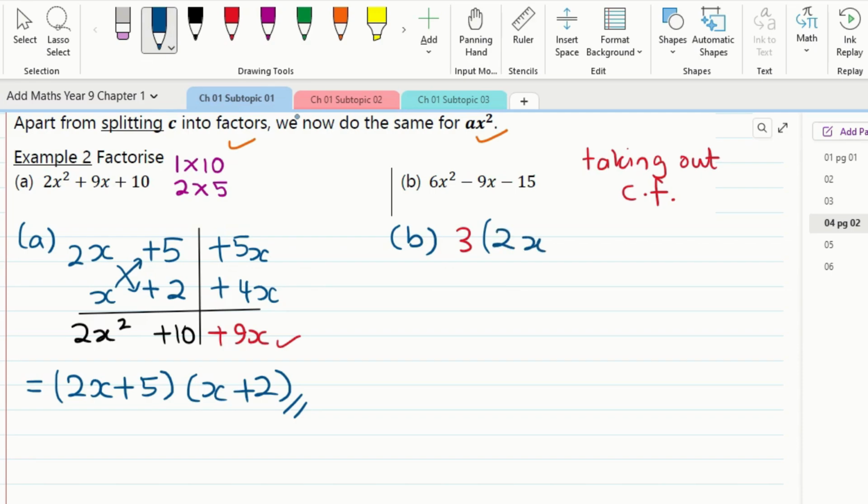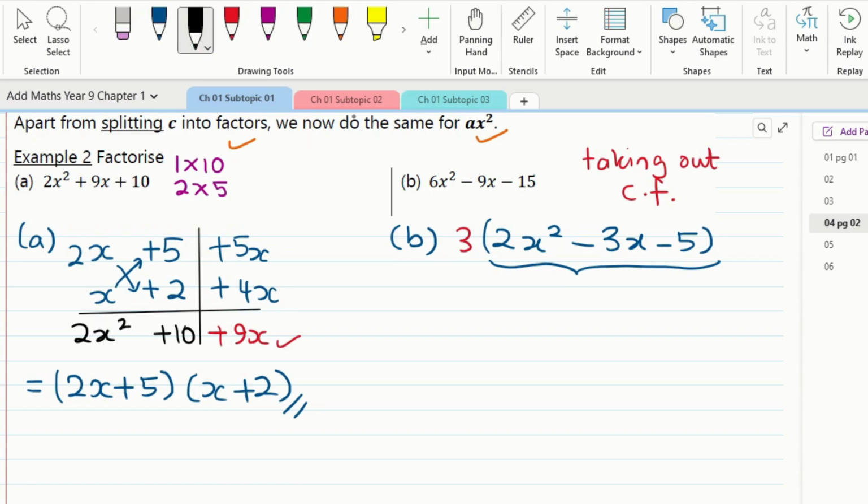So this is 3 times (2x squared minus 3x minus 5). Okay, please double check again. 3 times 2 is 6, and then 3 times -3 is -9, and 3 times -5 is going to be -15. So this part is only partial working, so you have to complete the factorization by also factorizing the quadratic expression in the brackets.